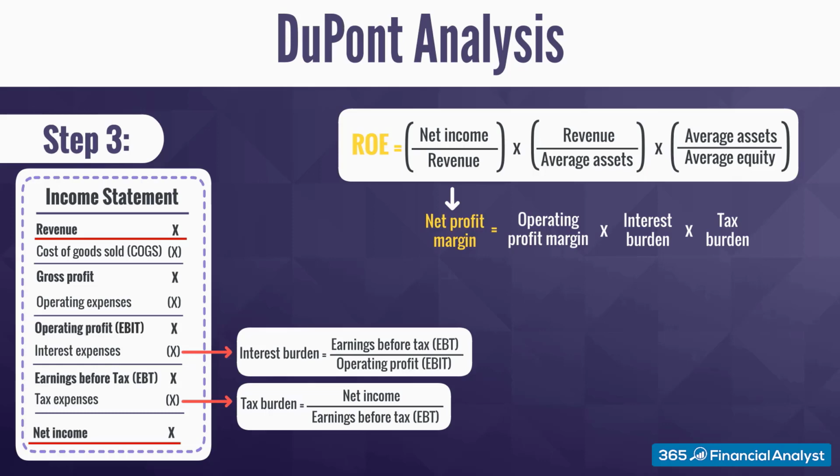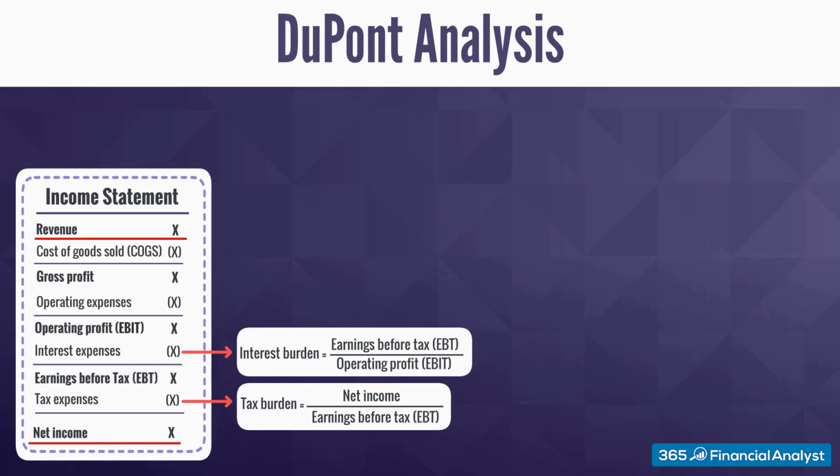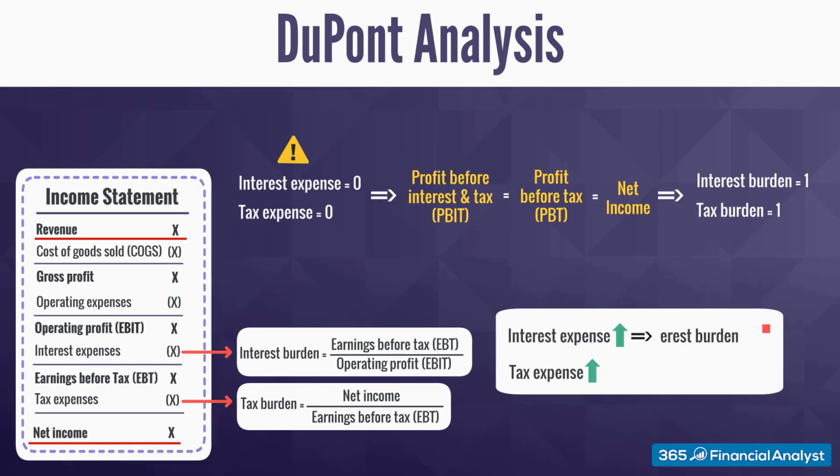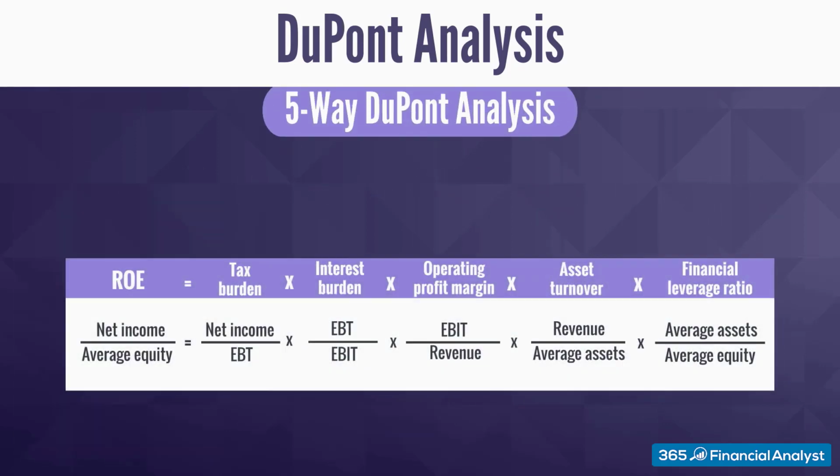Okay. Why do you think companies strive for higher interest and tax burden ratios? We'll explain now. Take the border case when there is no interest and tax expense. On that occasion, the operating profit of a company will be the same as the profit before tax and the net income. Therefore, the interest and tax burden ratios will then be equal to 1. Okay, any increase in the interest or tax expense would cause these ratios to fall below 1. So, in essence, the lower these two ratios, the higher the tax and interest effects. No wonder firms want to keep the interest and tax burden ratios as high as possible.